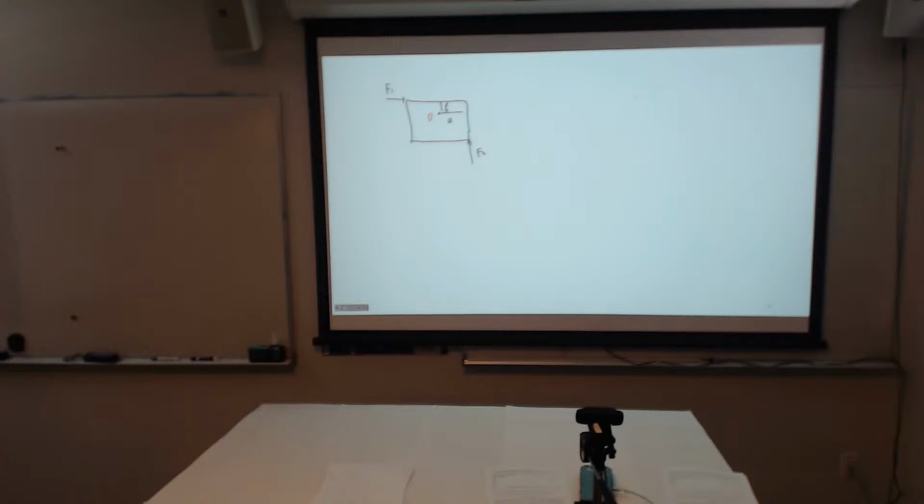Yeah. And so I found the lever arm for force 1 is B, and then for force 2 it's A, and then I used algebra to determine that B was 4 times A. Correct.